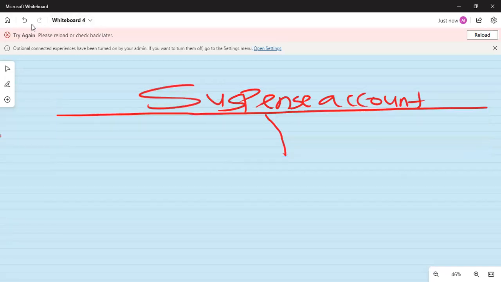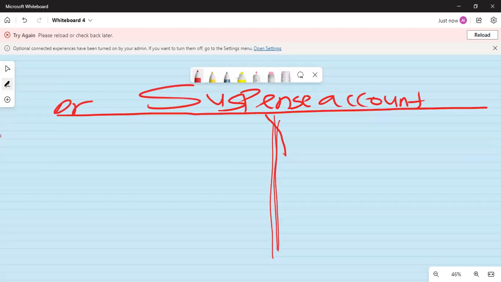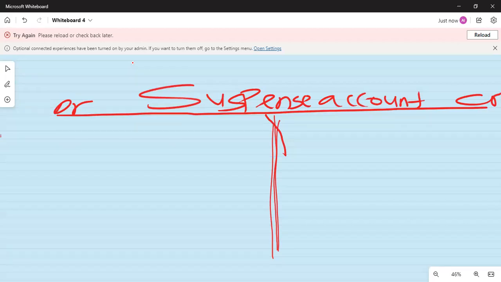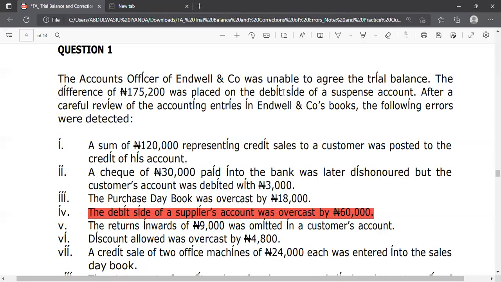So in the suspense account now, I have my debit, and I also have my credit. Now let's go back to the question and see, since the difference has already been given to us. The account officer of Endwell Co. was unable to agree the trial balance. The difference of 175,200 was placed on the debit side of the suspense account.